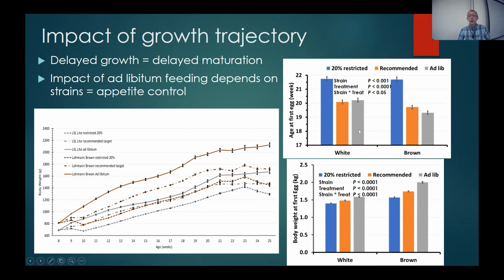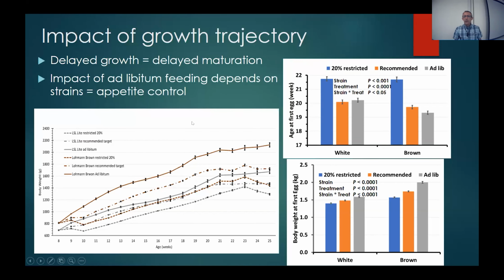Hence, the entry in lay for those target and ad libitum here were similar in white. However, in the case of browns, here the ad libitum really tended to eat more than the others. And we can see there, this is that curve. And hence, they also entered lay prior to the other group.